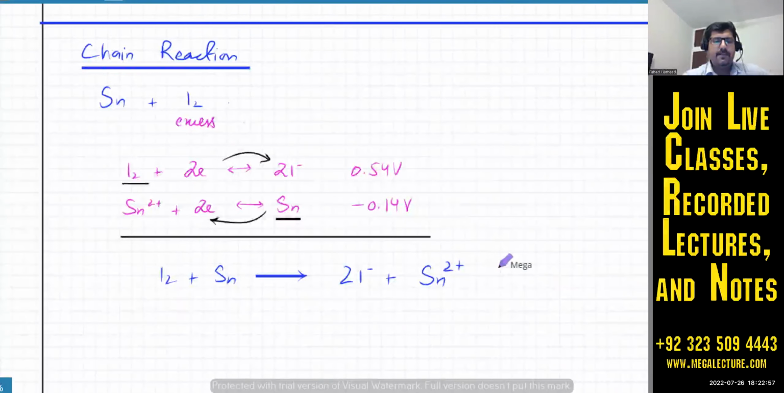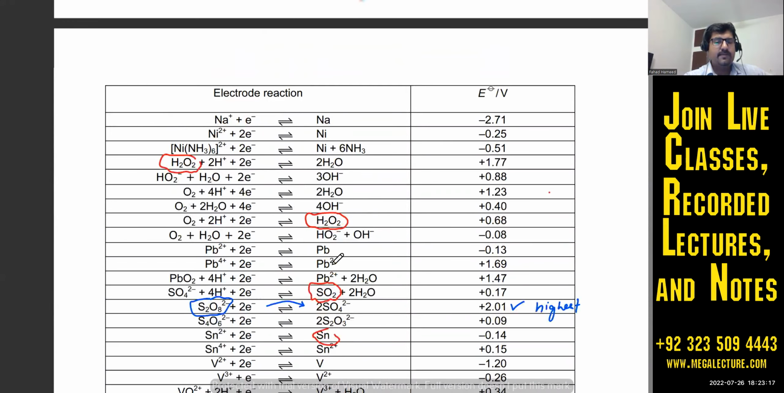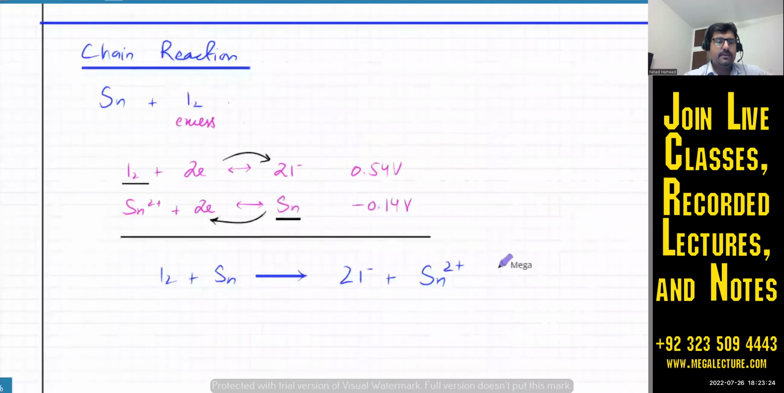Now, what's going to happen after this? It's just that you had tin and iodine, right? So there were just two equations. There was just one equation. In the whole data booklet, you just have one equation for tin, which is this one. And in the whole data booklet, you just have exactly one equation for iodine as well, which is 0.54. So what's happening here is you just had one equation each, and the highest gains electrons and the lowest loses electrons, that's it.